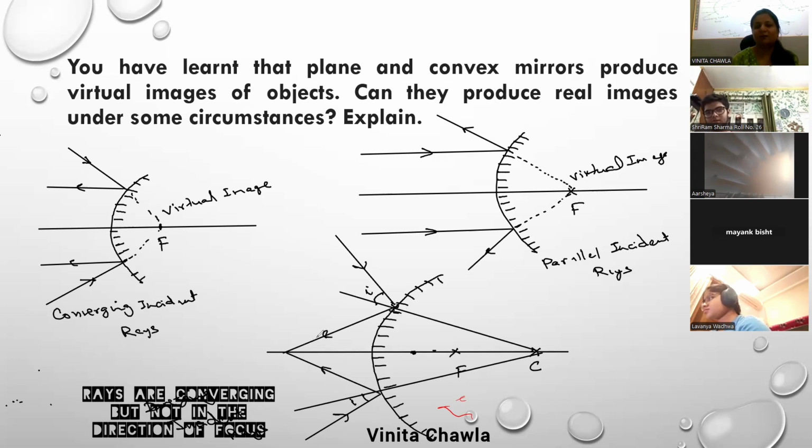These are the reflected rays and they are meeting in front of the mirror and this is the position of the image. So this is the real image we are getting. Again, you can see the rays are actually meeting at this point. So this image is real image. Okay.